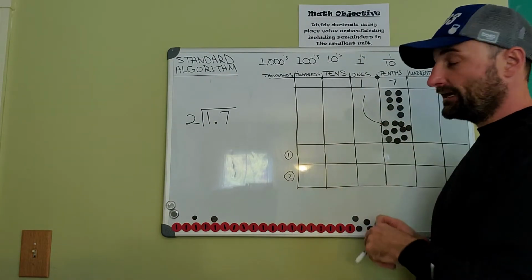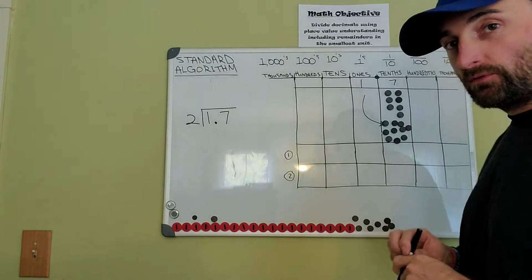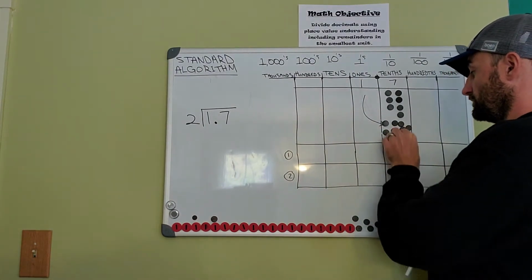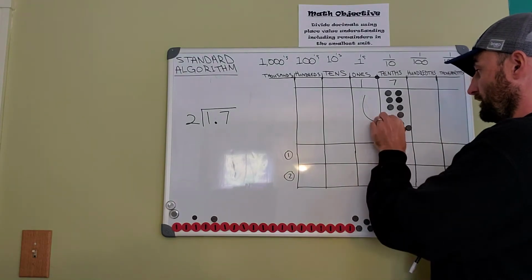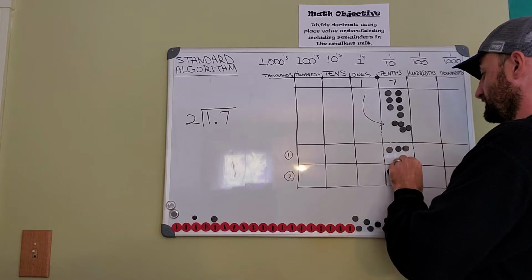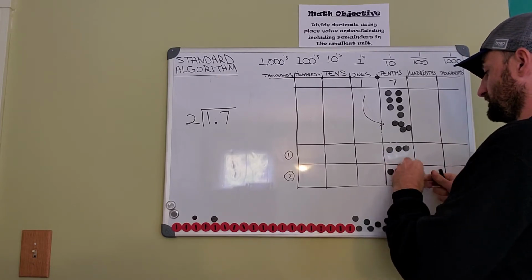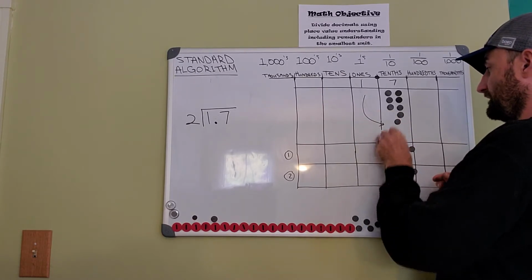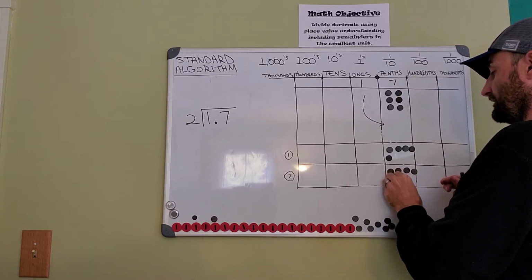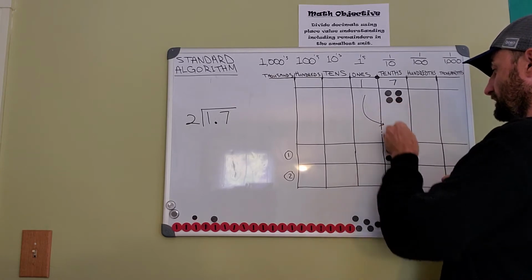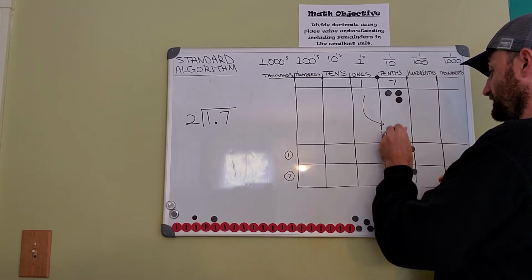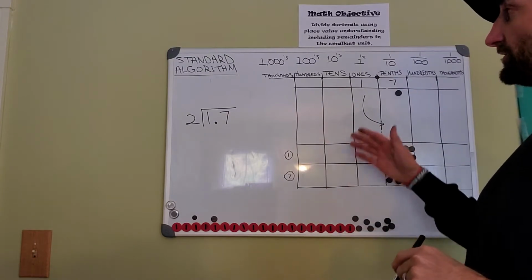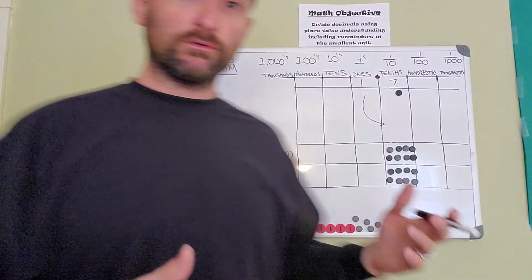But because I now have 17 tenths, I can group those into two equal groups. Let's see how many tenths will be in two equal groups. 1, 2, 3, 4, 5, 6, 7, 8, 9, 10, 11, 12, 13, 14, 15, 16. So let's show on our standard algorithm first what we've done, and then we'll talk about the 1/10 we have left over.